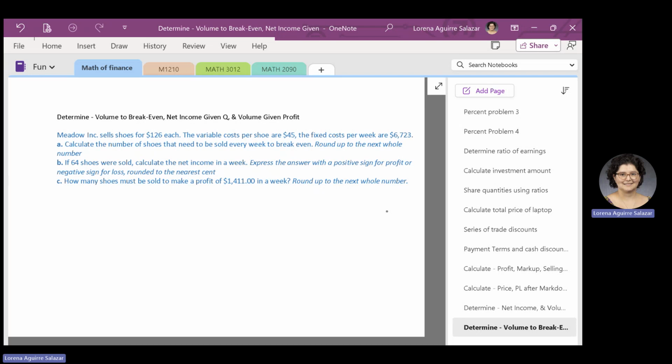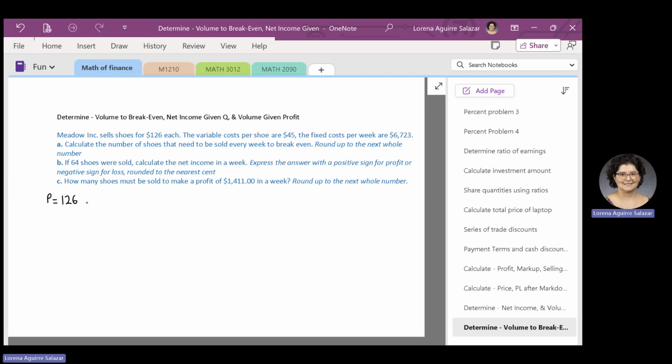To work with this problem, we need to understand the role of various variables. Here we have that Meadow sells shoes for $126 each. Those $126 correspond to the selling price per unit. The selling price per unit is the amount a business charges its customers to buy a single unit of item produced. Selling price per unit is critical in calculating the revenue for the business.